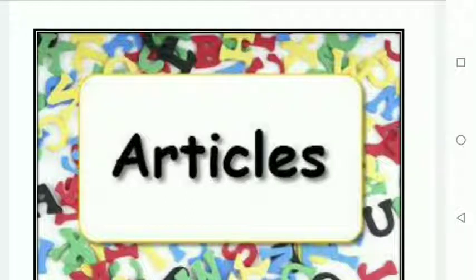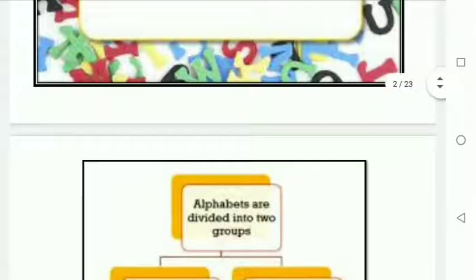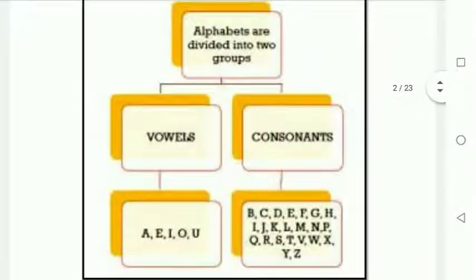Good morning, all. Today we are going to learn about articles. Students, as you know, there are 26 alphabets. These 26 alphabets are divided into two groups. One is vowel, another is consonant. In vowel, we have 5 letters. In consonants, we have the remaining 21 letters.